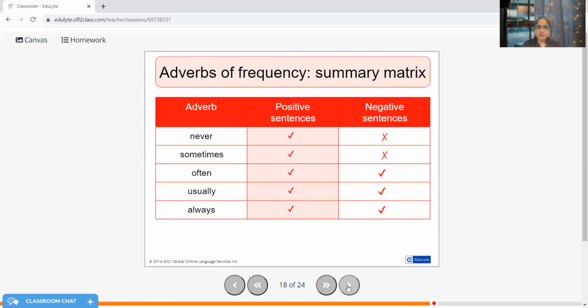Just make a clear note: never and sometimes are not used in the negative sentences. Other words like often, usually, always, they can be used as per the requirement.